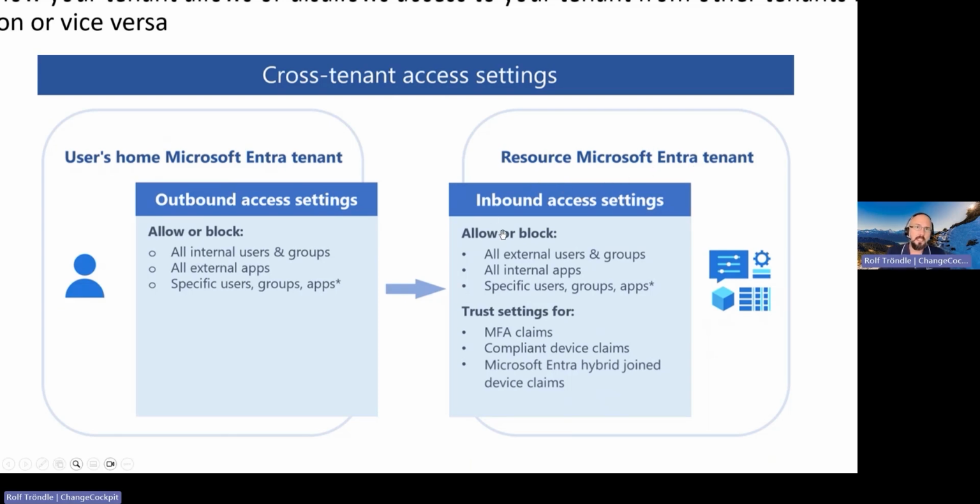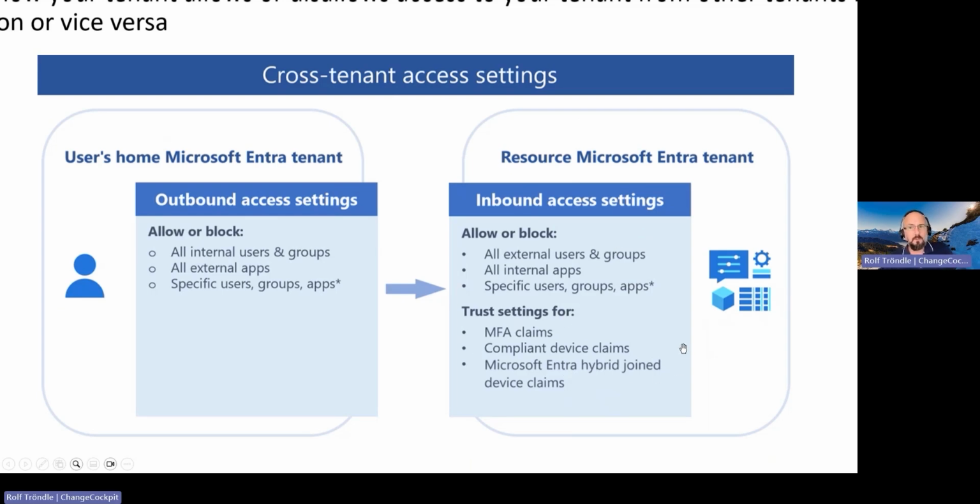So the resource tenant needs the inbound access settings and also needs to configure the allow or block for user access, app access, and so on. And on the inbound access settings, we can also configure trust settings. We can trust the MFA claim from, in this case, the user's home Microsoft Entra tenant. So if the user already did MFA inside their tenant, we can still trust this, so this user doesn't have to do another MFA prompt or satisfy another MFA claim again when accessing resources from this destination tenant.